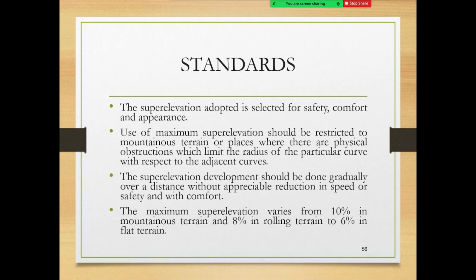The maximum super elevation varies from 10% in mountainous terrain and 8% in rolling terrain to 6% in flat terrain. Last week I discussed what is mountainous terrain, rolling terrain and flat terrain. If you don't have any idea what this is, those who have joined today can refer to my lecture notes of the previous week. And now, as a rule of thumb, I can tell you like this.